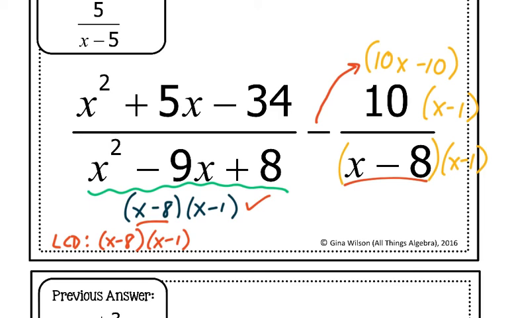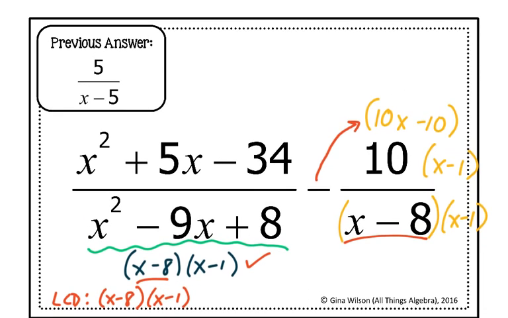Okay, ready? We've got our same denominators. I think we're good to go. Why don't we go ahead and just subtract? We've got one denominator. That would be our LCD. And then the tops. How about x squared plus 5x minus 34?